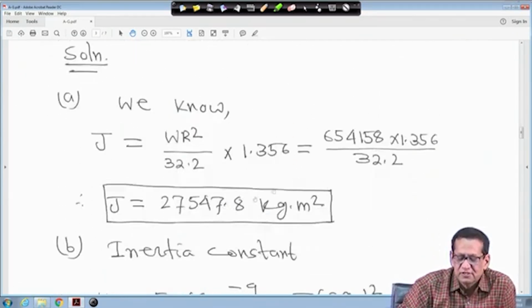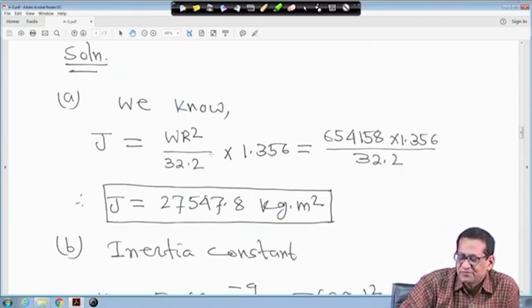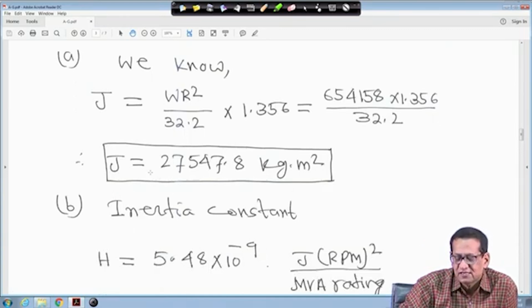Now, we know that J is equal to W r square upon 32.2 into 1.356, this we just derived. So, W r square is given as 654,158, multiplied by 1.356 upon 32.2. So, J comes out to be 27,547.8 kg meter square.